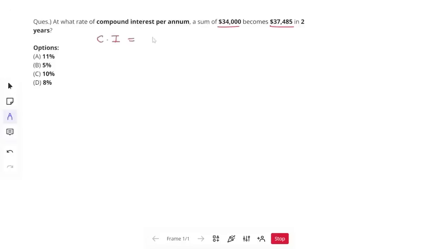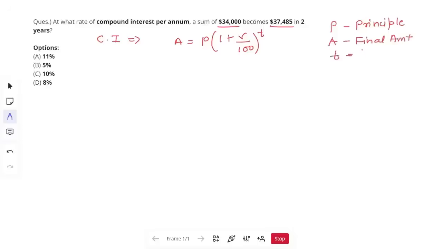We have a formula for compound interest. The formula is A equals P into (1 plus R divided by 100) to the power of T, where P stands for principal, A stands for final amount, T stands for time and R stands for rate. What we are asked is at what rate, which means we are asked this value; everything else is given to us. Let's start substituting the values that we have.